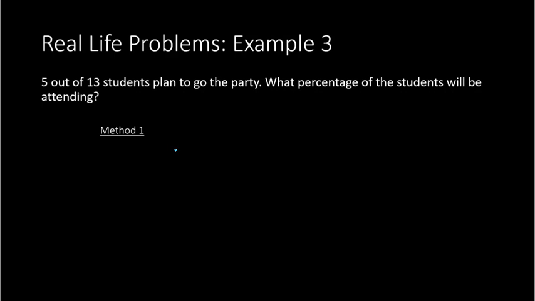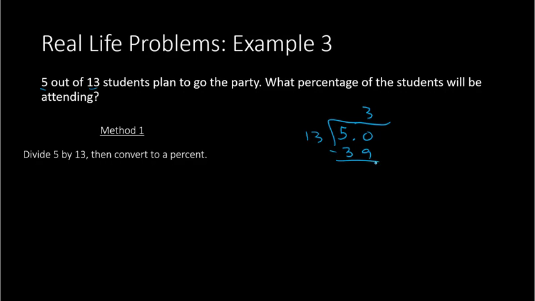So one approach is realize that we are doing 5 out of 13 total. So if we divide 5 by 13, that gives us a decimal number, and then just convert that to a percent. So that is our first approach. So if we do that process, 5 divided by 13, put a decimal point and a 0 here, 13 goes into 53 times. 3 times 13 is 39. Subtract, we get 11.